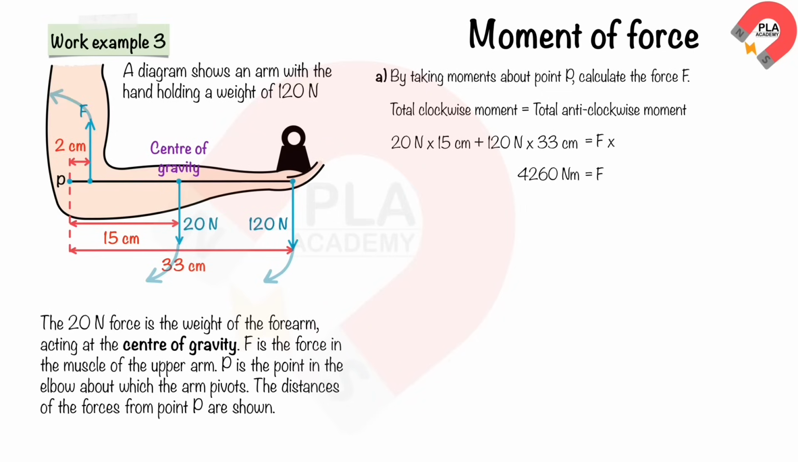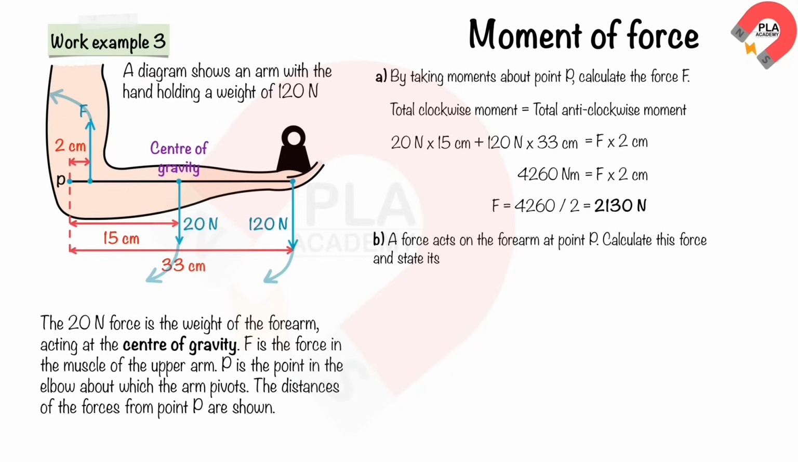Total anticlockwise moment is force F times 2. Therefore, force F is 4,260 divided by 2, which is equal to 2,130 newtons. A force acts on the forearm at point P. Calculate this force and state its direction.